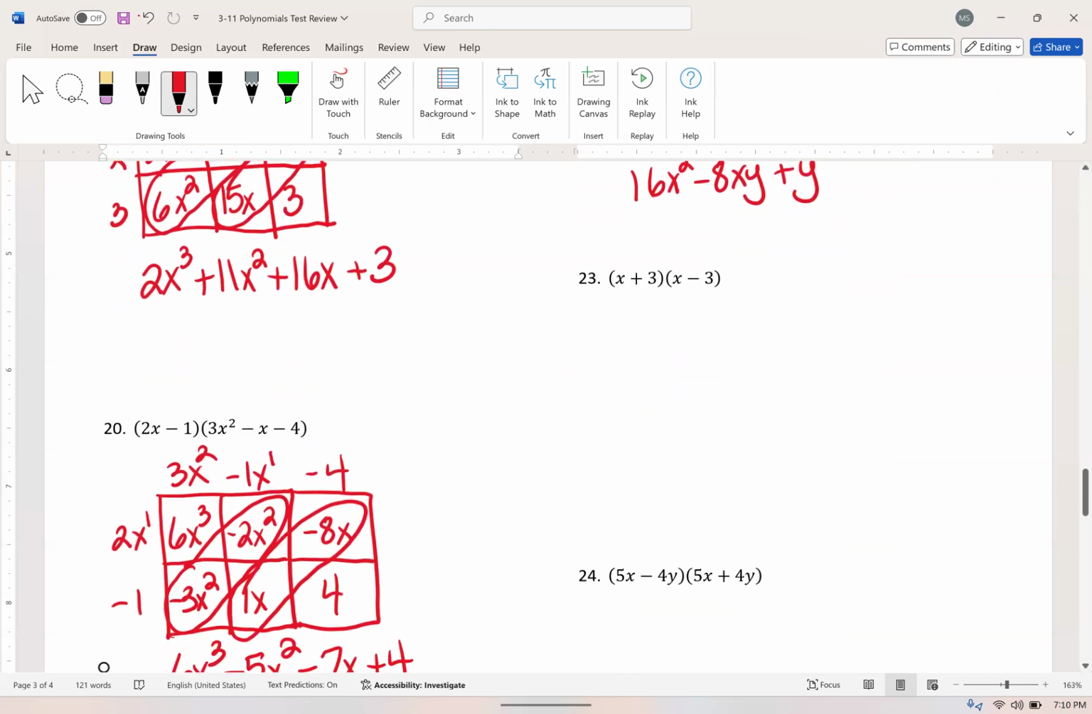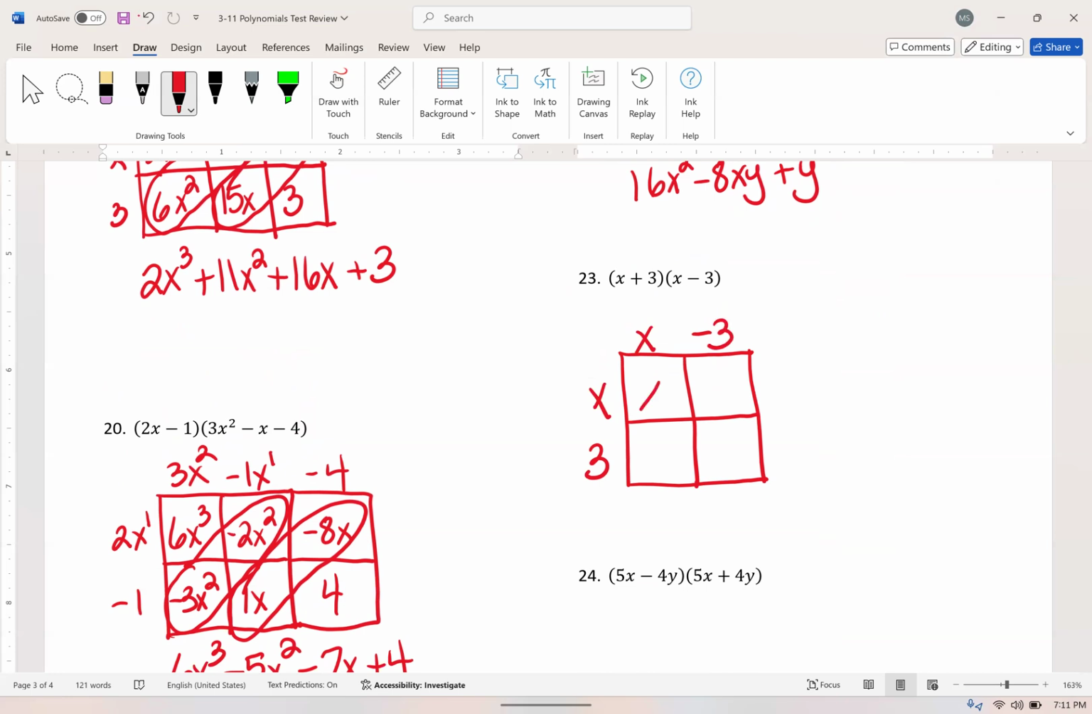Something unusual is going to happen with this one because they're not identical. So it's not going to be exactly like the last two problems. We have x plus 3, and then we have x minus 3. X times x is x squared. X times negative 3 is negative 3x. 3 times x is positive 3x, and 3 times negative 3 is negative 9. Look right here. These are opposites, so they would cancel. So we're just left with x squared minus 9.